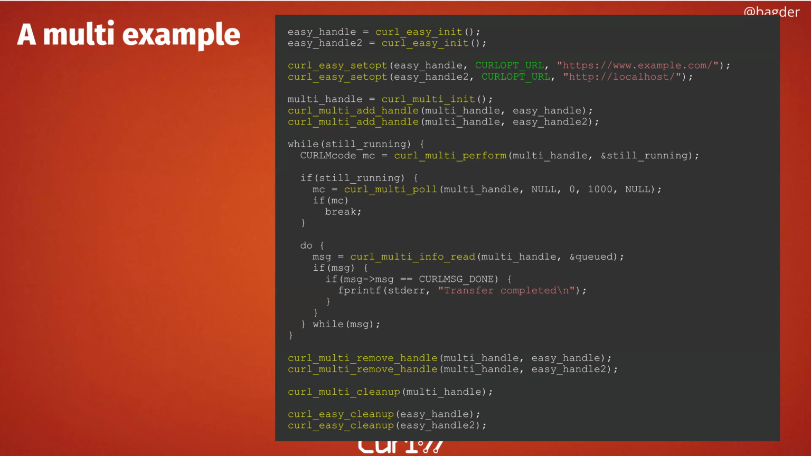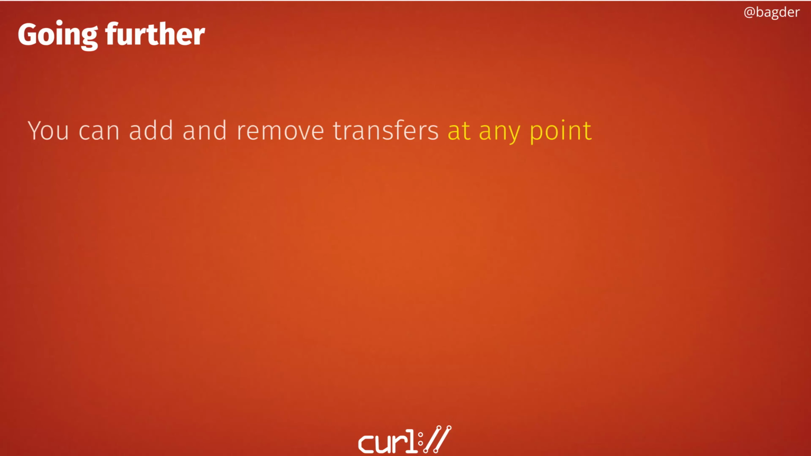I'm just showing this basically to prove that it's really, really easy to convert from that synchronous single transfer serially one by one over to this multi way to do many transfers at once, in case you need to and want to. You can, of course, also do the synchronous transfers in separate threads instead if you want to do that. Completely cool, that too.